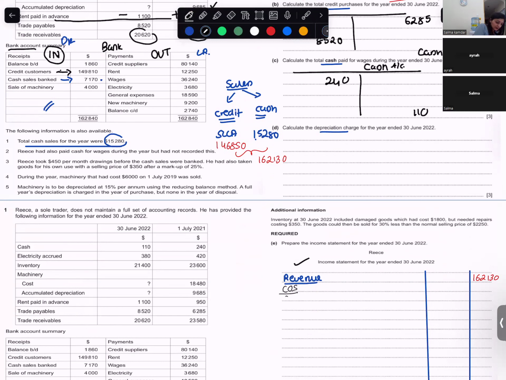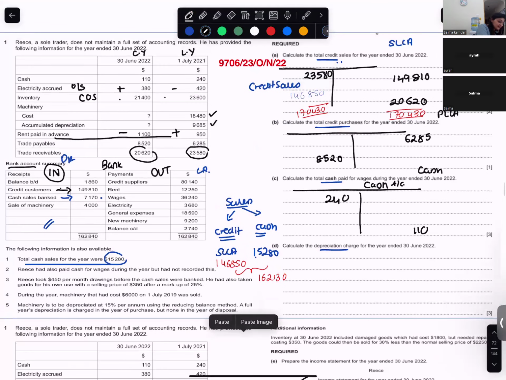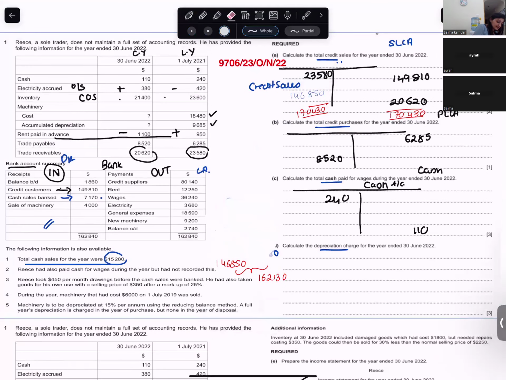Cost of sales. Cost of sales is made up of opening inventory, purchases, minus stock, carriage. You'll have to add this also, carriage inwards. Okay. So my cash sales is done. Now I will read my payment side.